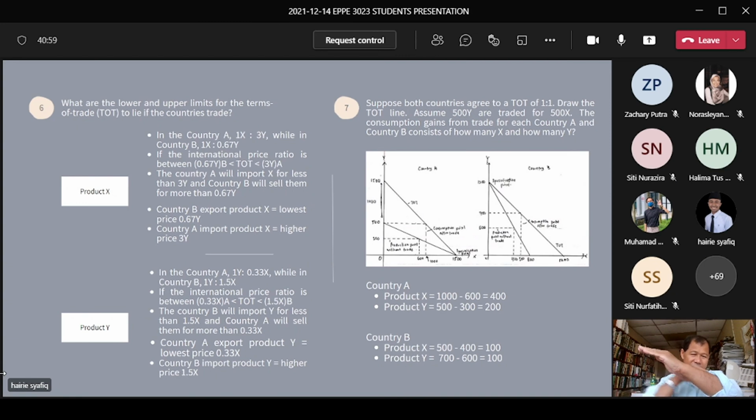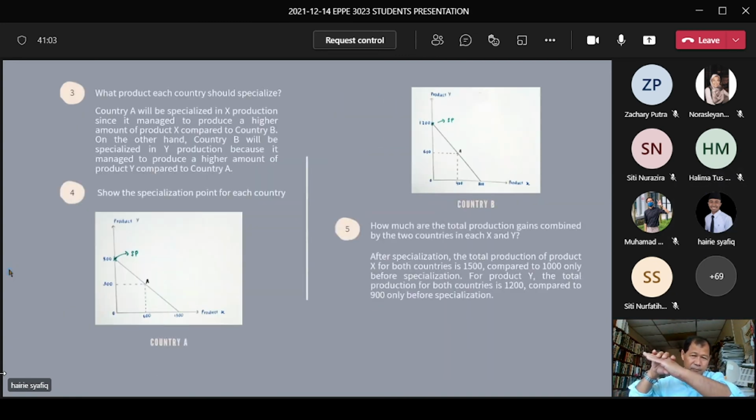This is the same line as the PPF, production possibilities frontier, for country A. That's my country A's bottom line. Whatever game I'm playing, whatever I'm selling here, I should get at least as much as that. No lower than that. Lower than that, I lose. If I'm on that line, I'm breaking even. I do not lose, I do not gain. So that's the lower limit.